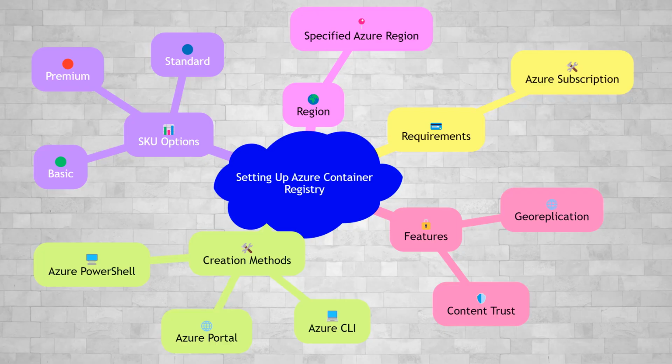To set up an Azure Container Registry, you need an Azure subscription. You can create a new registry using the Azure Portal, Azure CLI, or Azure PowerShell. When creating the registry, you can choose the SKU, Basic, Standard, or Premium, based on your needs. The registry will be created in a specified Azure region, and you can enable features like geo-replication and content trust for added security and reliability.